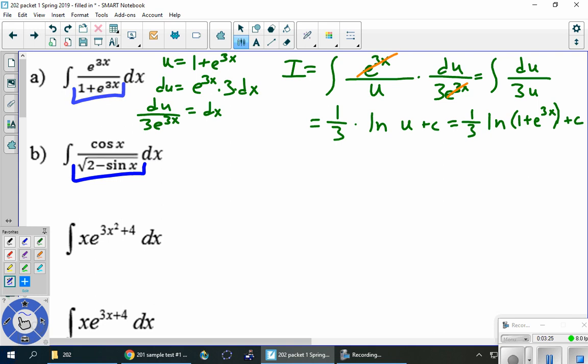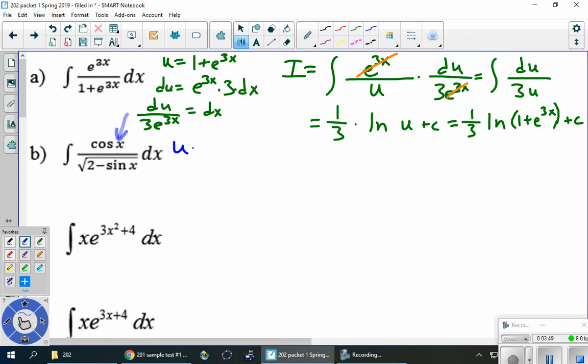But I see a square root, and sometimes letting u equal the thing inside the square root works. So if we let u equal just the stuff inside, the derivative of 2 is nothing. Derivative of negative sine x is positive cosine x. Oh my goodness, wait, I think I said that wrong. Negative sine x is negative cosine x. Either way, we've got a cosine x sitting right there. That is just fantastic. So this is promising.